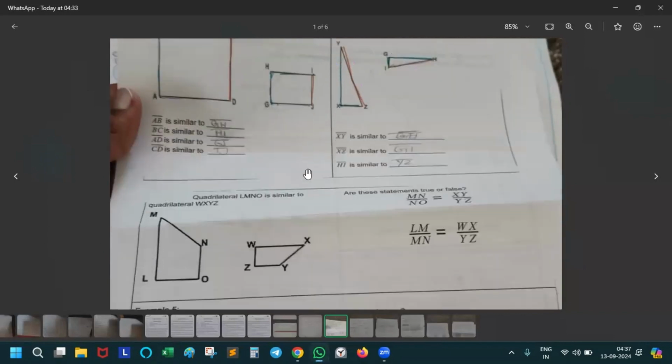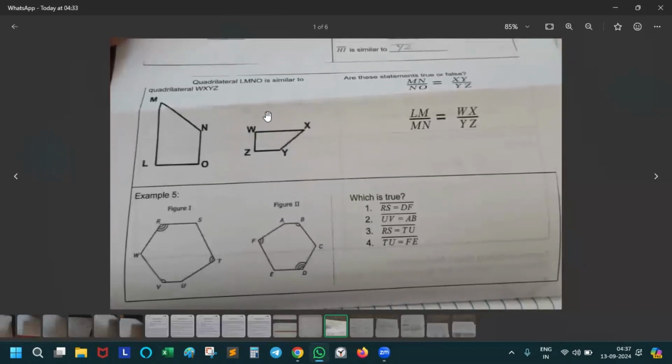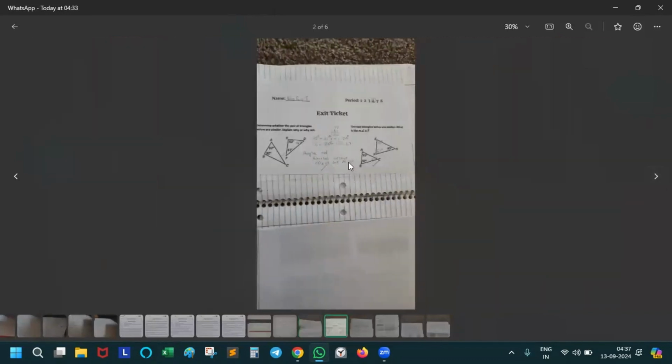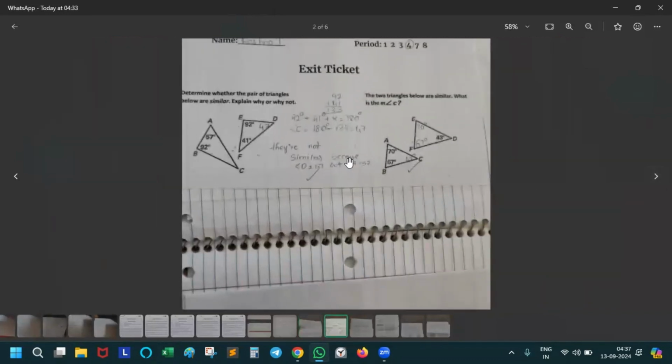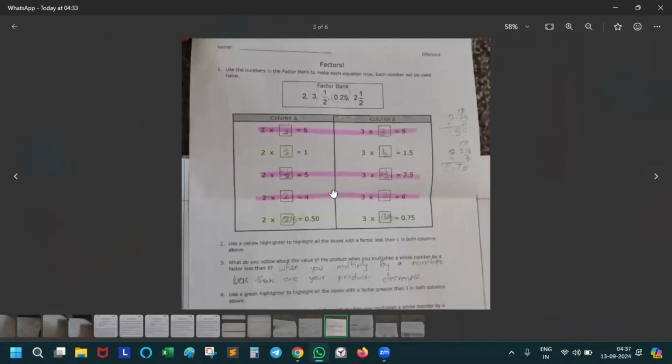Which part were you struggling with? I'm good at proportions and ratios, but I don't know how to do the dilation part, like pre-image, image, and scale factors. Oh, scale factors, gotcha. Is it something related to this? This is proportions and ratios, okay, and this is the scale factor.